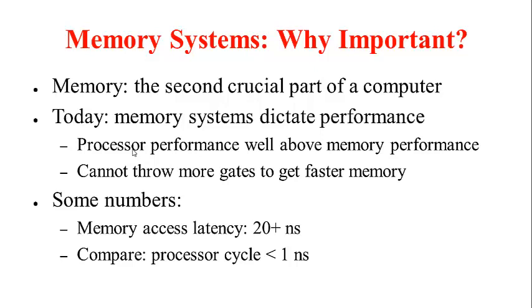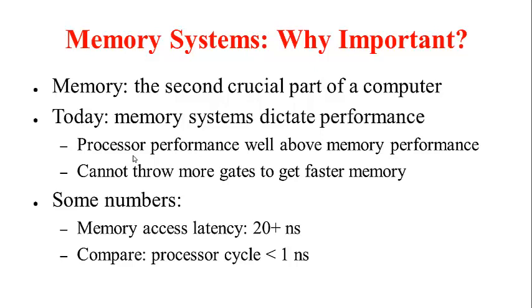Furthermore, for fundamental reasons, we cannot really improve the performance of memory systems by simply throwing more hardware or more gates at the problem. Just to give you an idea of the kind of numbers we are talking about, memory access latency today can be 20 nanoseconds or more. This is the random access memory we are talking about. When you buy a computer or a phone, you hear about it having 1 GB memory, 2 GB memory, 4 GB, 8 GB, and so on. The access latency of this RAM, random access memory, can be 20 nanoseconds or more today.